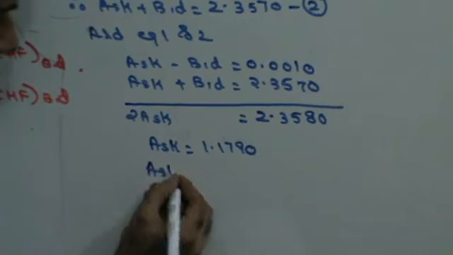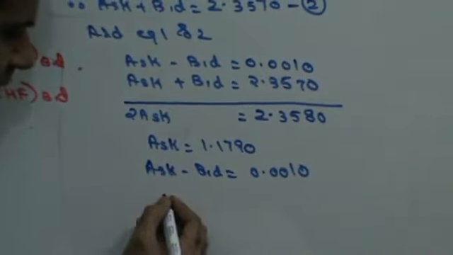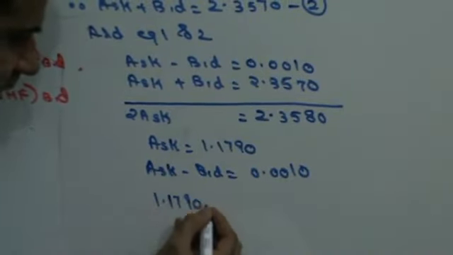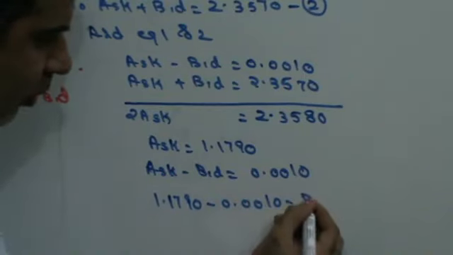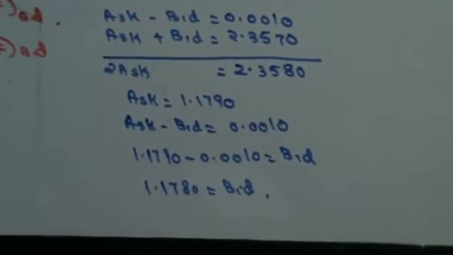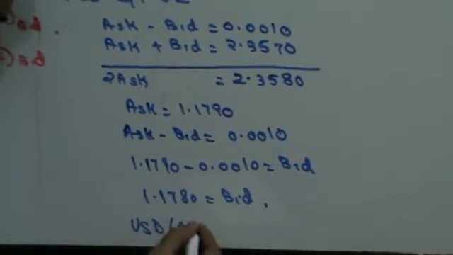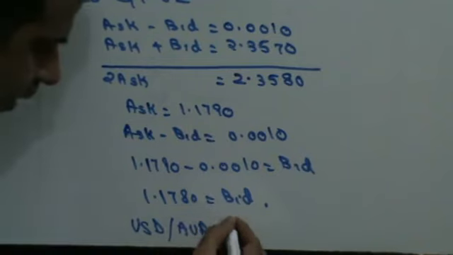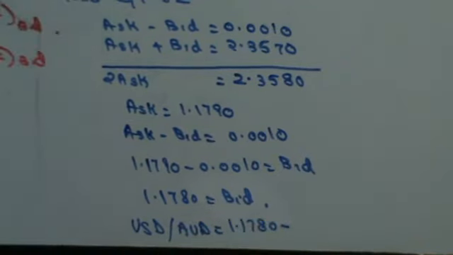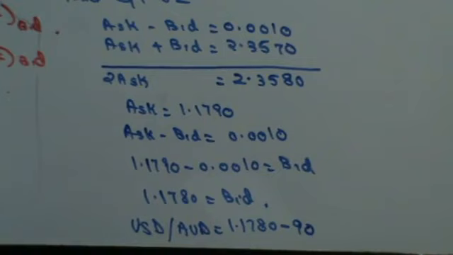I can say that ask minus bid is 0.0010. I know the value of ask, so I can say 1.1790 minus 0.0010 is bid. So 1.1780 is bid. Therefore, you can say that your US dollar, Australian dollar quote: bid is 1.1780, ask is 1.1790. That's going to be your quote. So that's how you find out percentage spread, and you find out the quote using percentage spread.